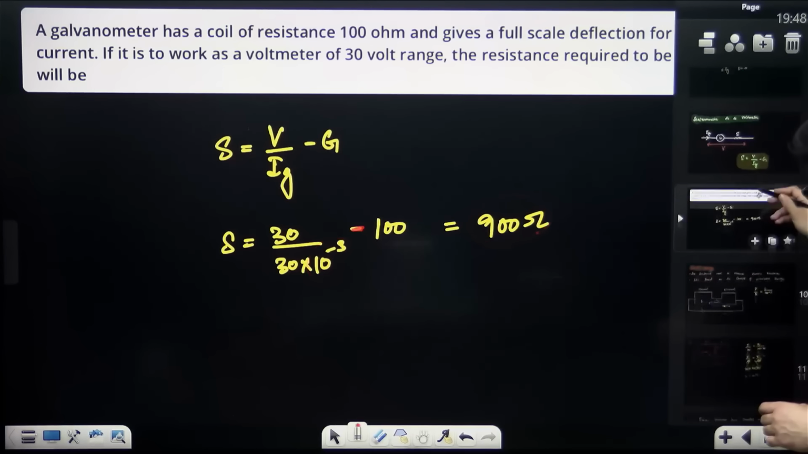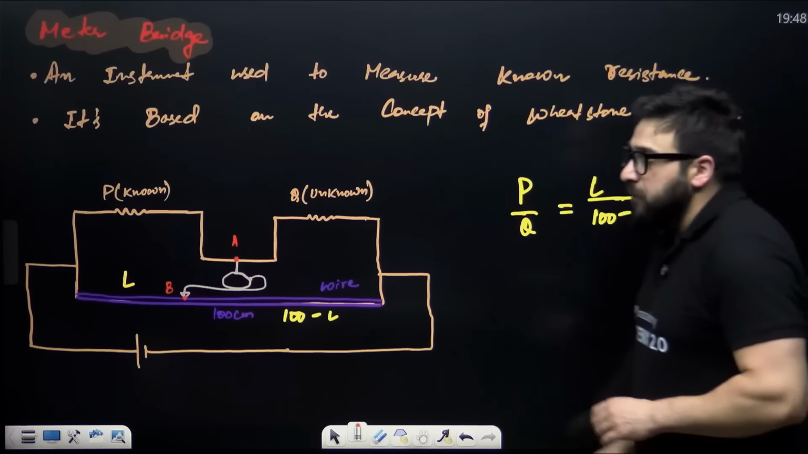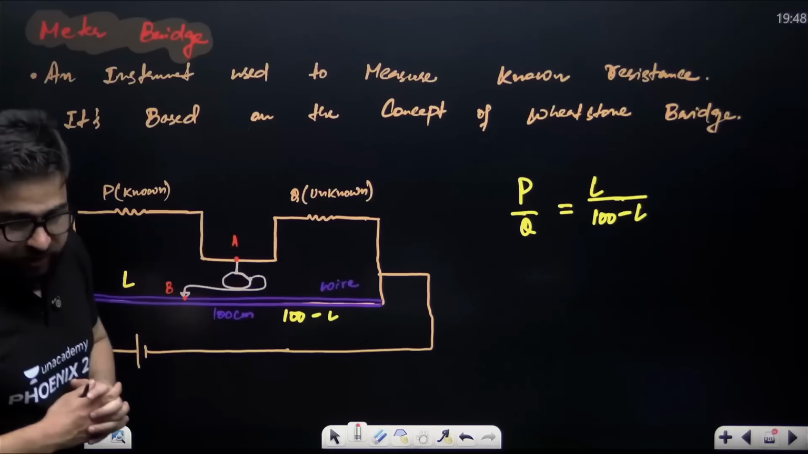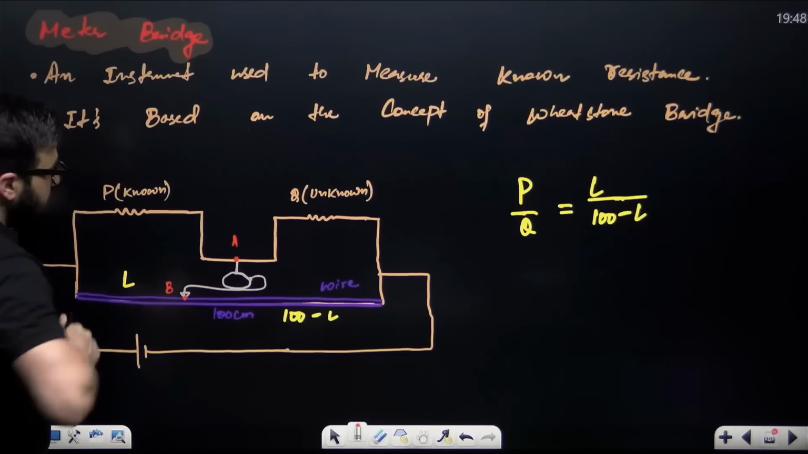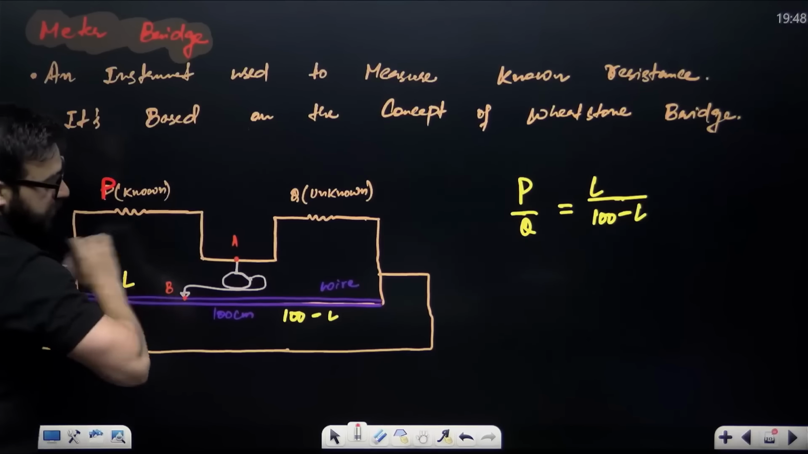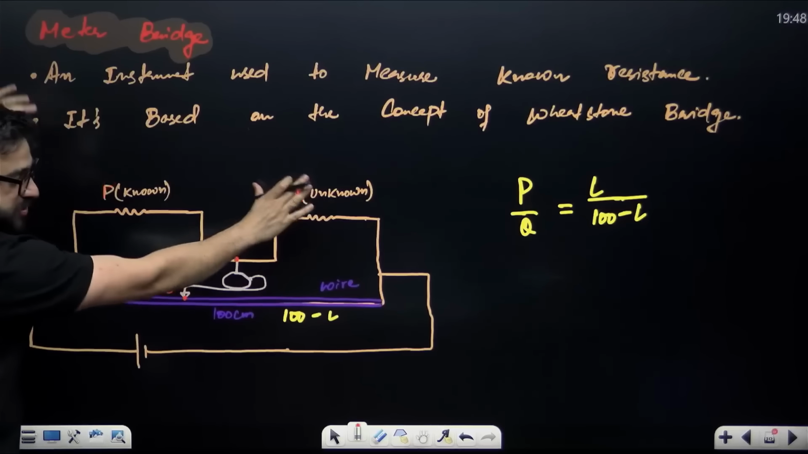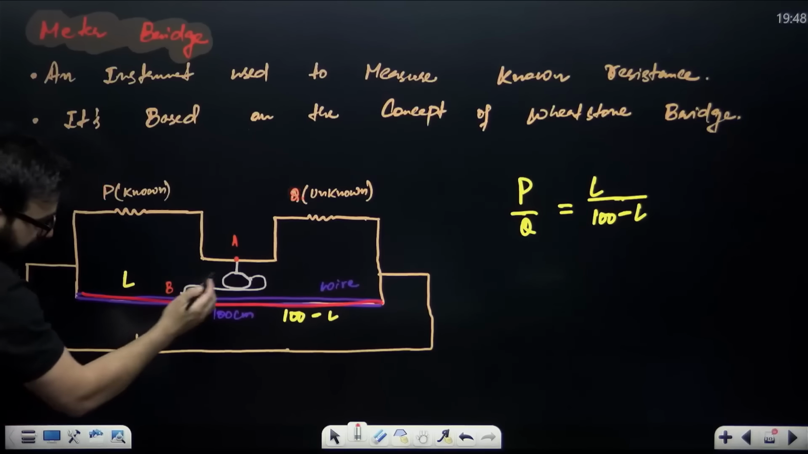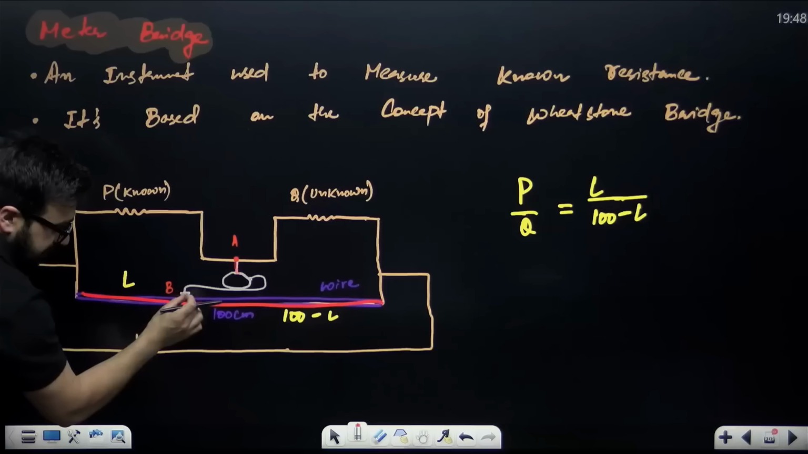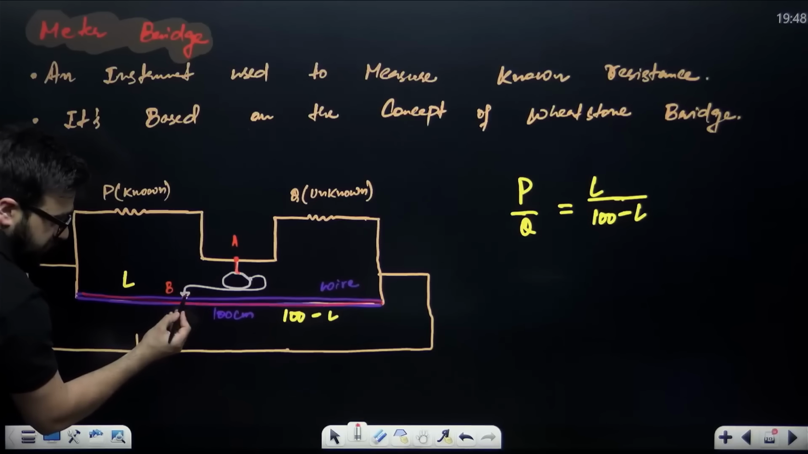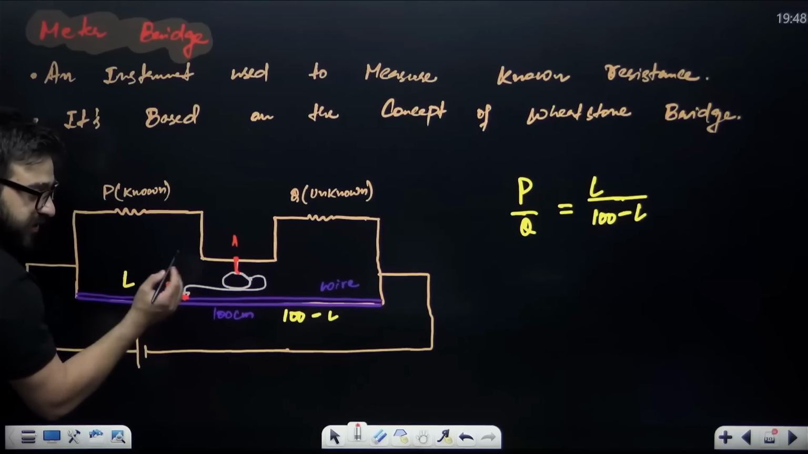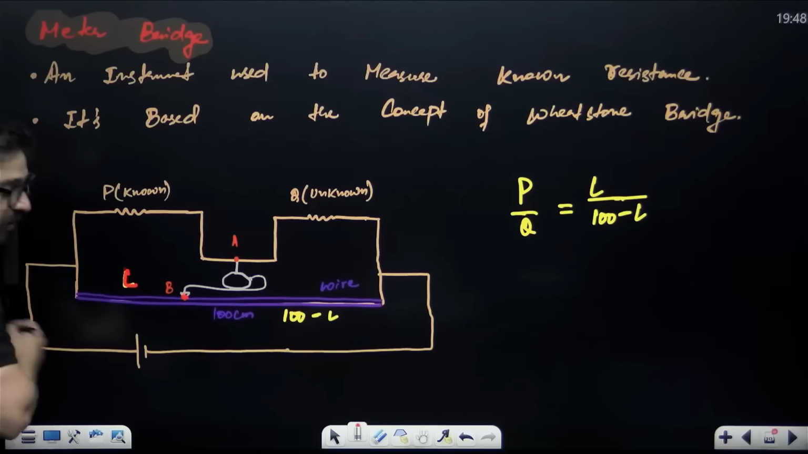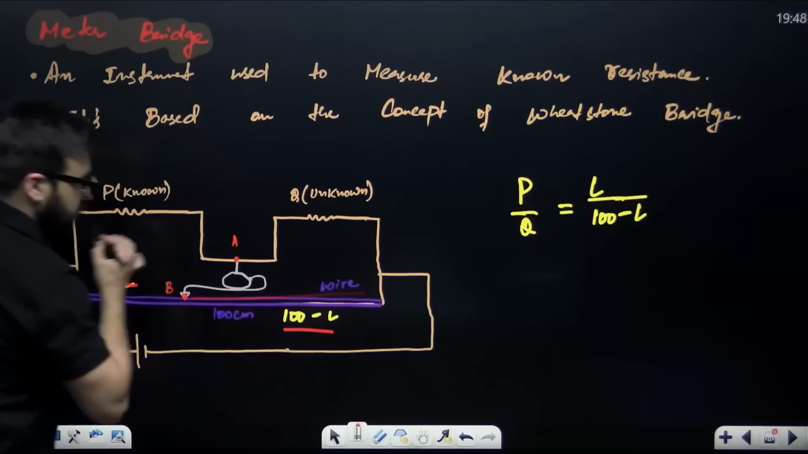Then, boys and girls, meter bridge. Meter bridge is an instrument which is used to measure the unknown resistance, my dear NEET aspirants. This is the known resistance, this is the unknown resistance, and there is a 100 cm wire connected over here. This is a galvanometer. We keep on sliding this jockey until we get the balance point. Let's suppose we get the balance point at length L. So this distance is going to be 100 minus L.